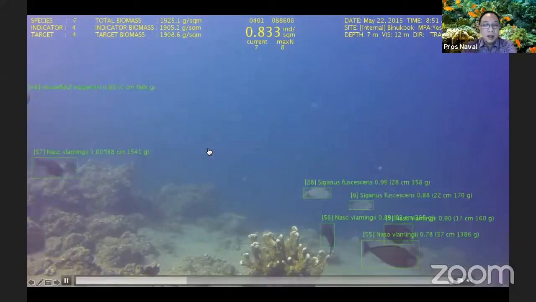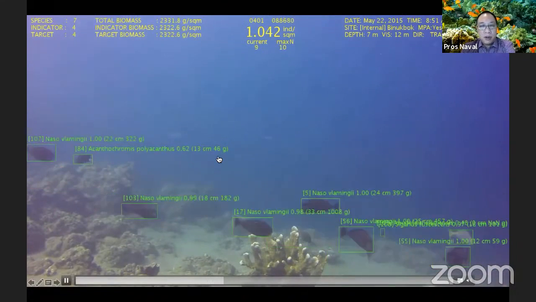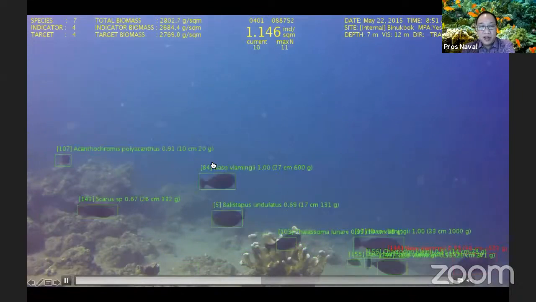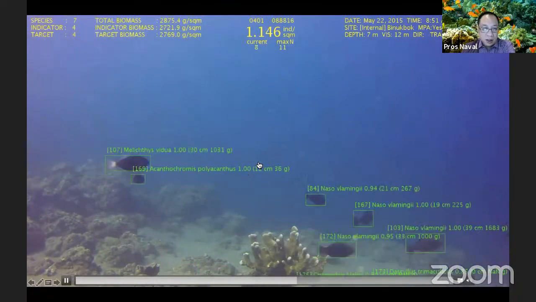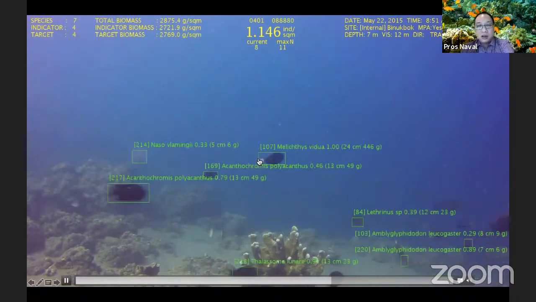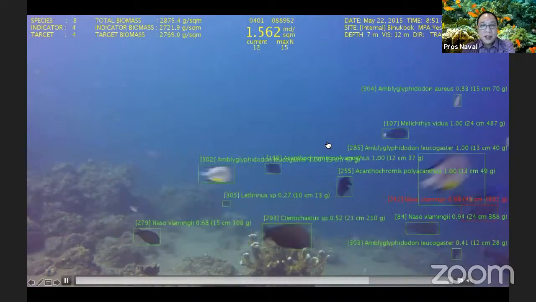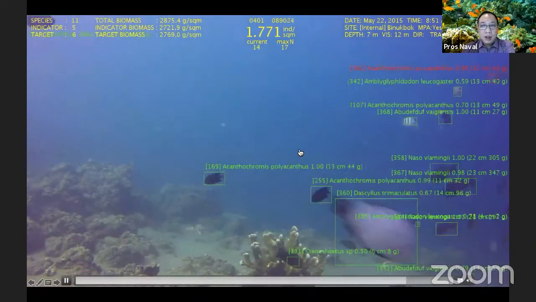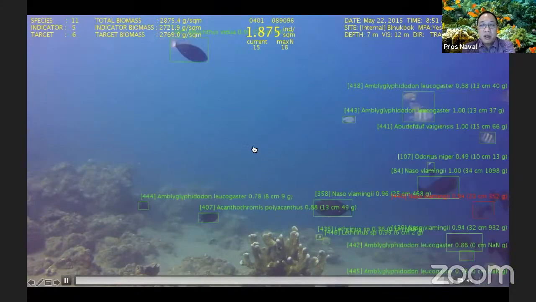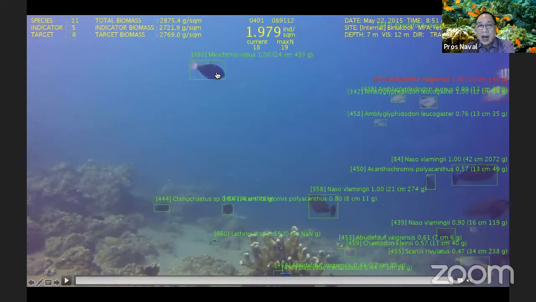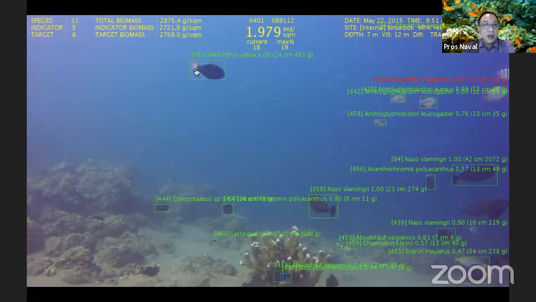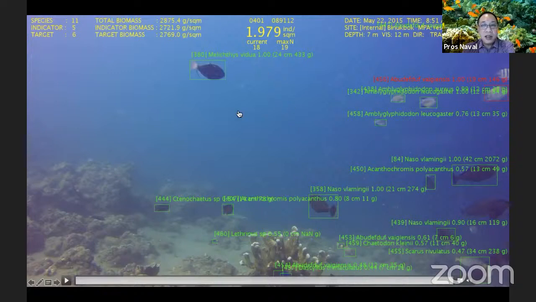So the software is identifying the different species of fish, as well as measuring their sizes and masses. The software also knows the distance, the actual coordinates of the different fishes, which is important for calculating the fish density. So here we have the total biomass seen so far.